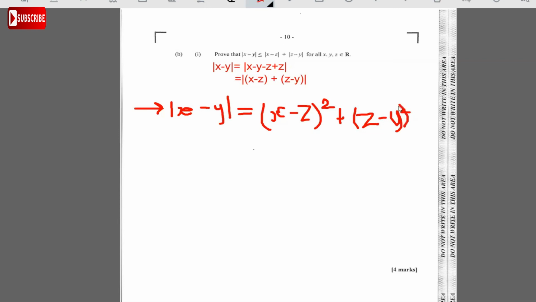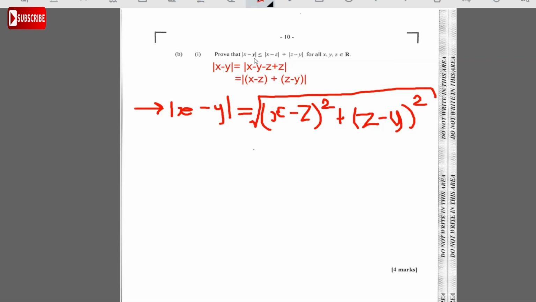All right, let me write this a little better. Z minus y bracket square, and all of this is being square rooted. That's what modulus means. So this is what we have. All right, so this is now the modulus of x minus y. Now look at this now.